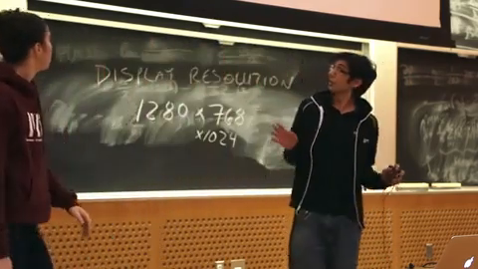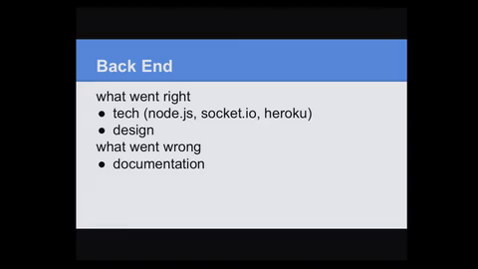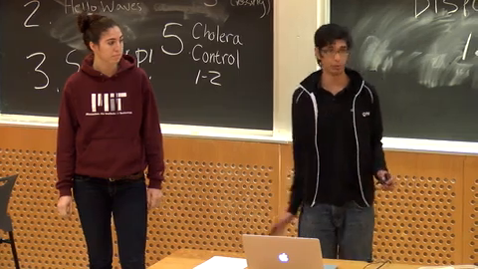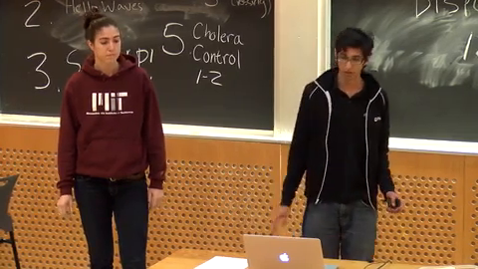Yeah, so going a little bit specifically into the back end, what went right for us was definitely our technology. We used Node.js as the server and Socket.io to do the two-way communication so that you could receive snaps from other players. And we deployed on Heroku. All those three things worked really well. We had no problems with them.